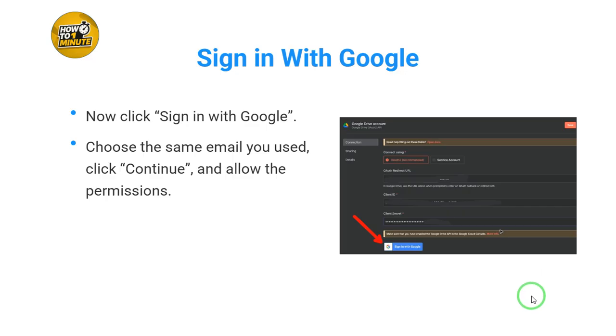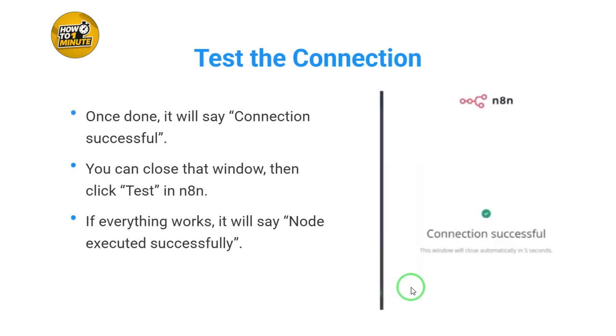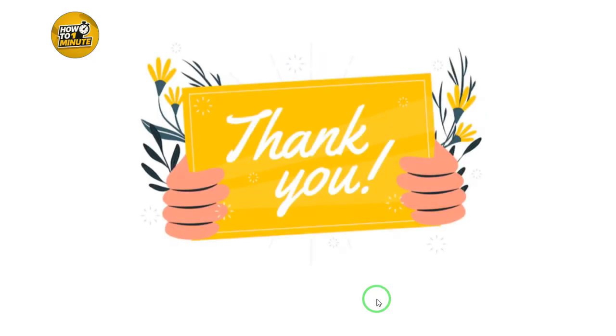Now, click Sign in with Google, choose the same email you used, click Continue and allow the permissions. Once done, it will say Connection Successful. You can close that window, then click Test in n8n. If everything works, it will say Node executed successfully. And that's it. That's how you can connect your Google Drive to n8n.